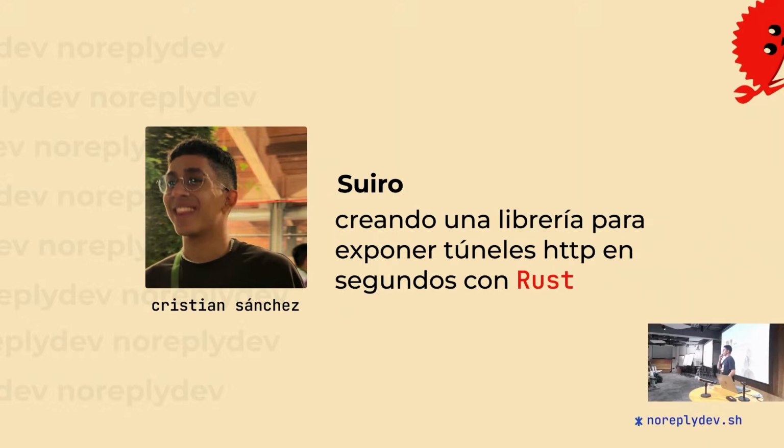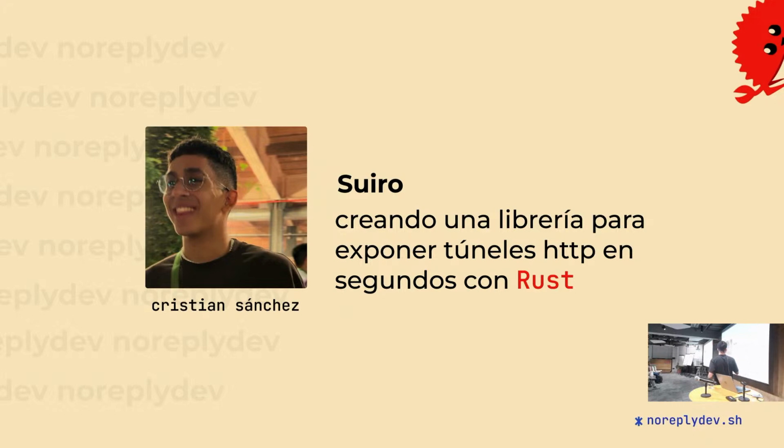Pues, perfecto. Buenas tardes a todos, soy Cristian Sánchez, trabajo como desarrollador de software en Protofy, aquí a 3 calles. Vamos a ver cómo crear una librería, un binario que expone túneles HTTP y nos quita el NAT de intermedio al final. Vamos a crear una librería para exponer túneles HTTP en segundos con Rust.